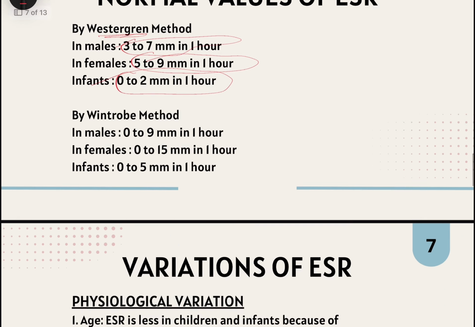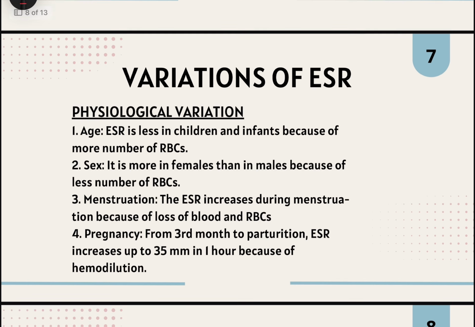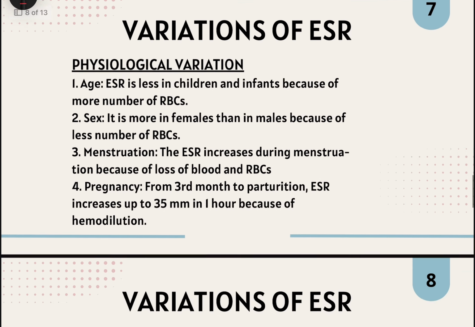Similarly, in Wintrobe's tube, in males it is 0 to 9 in 1 hour. In females it is 0 to 15 in 1 hour, whereas in infants it is 0 to 5 in 1 hour. Now, coming to the variations of ESR. There are both physiological and pathological variations. The physiological variation means the normal variations.